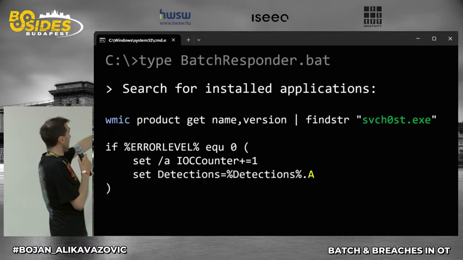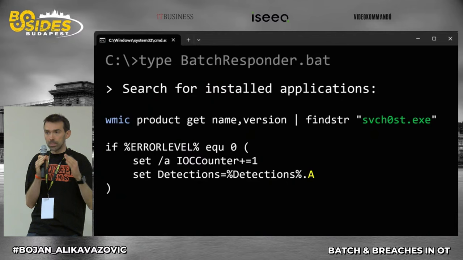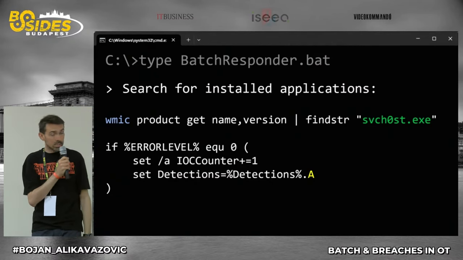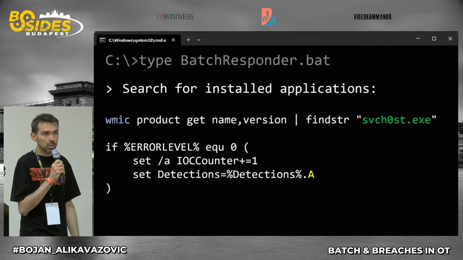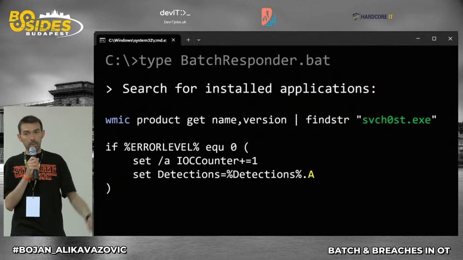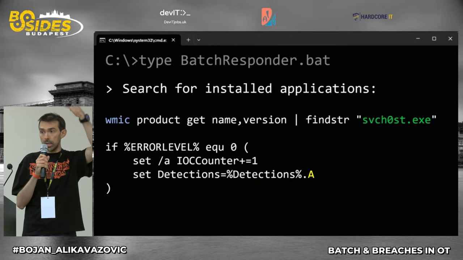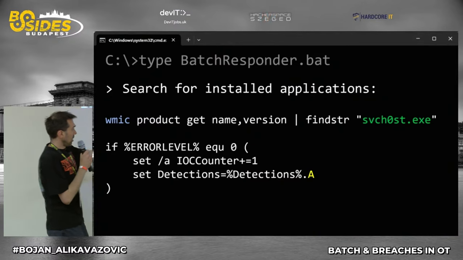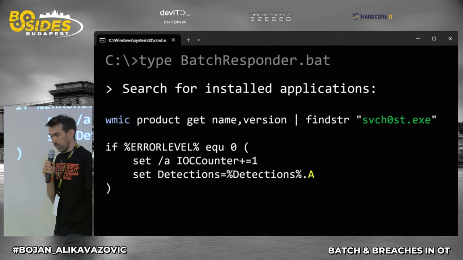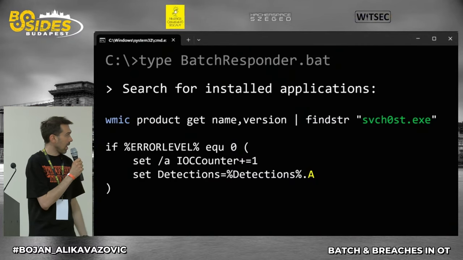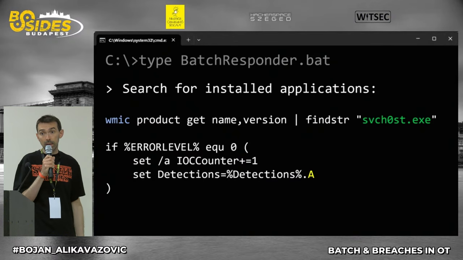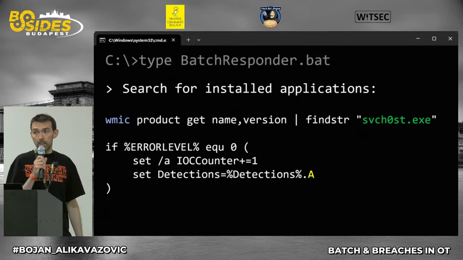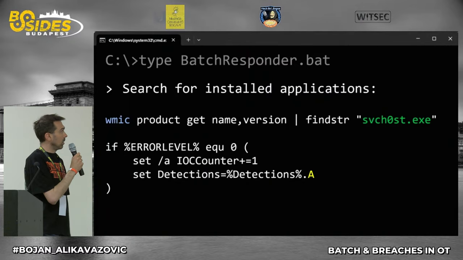WMIC works on XP perfectly, but it works with a very narrow set of commands, and this is one of those commands that you can use. It's product get name, version, and you can list all installed applications on the computer. Unfortunately, for example, with WMIC, if you run this command with useraccount, you can list all the configured usernames on Windows 11, but it doesn't work on Windows XP. This one works on Windows XP. And as I said already, in case we found a specific indicator, we can append capital A as a descriptor or something like that in this variable. I will show you at the end of the script the detection variable and its usage.